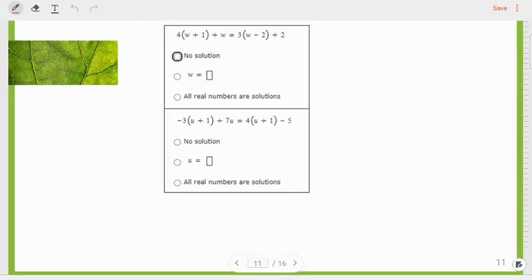Now on this next set of problems, and you'll notice this on your assignment, there's 2 boxes and then there's no solution, w, and all real numbers. This is multiple choice. Only one of these answers is going to apply. And only if I click the w equals do I have to come up with a number answer. So how do I come up with anything other than no solution or all real numbers? How do I even do that? I'm going to show you by working our way through this huge problem.